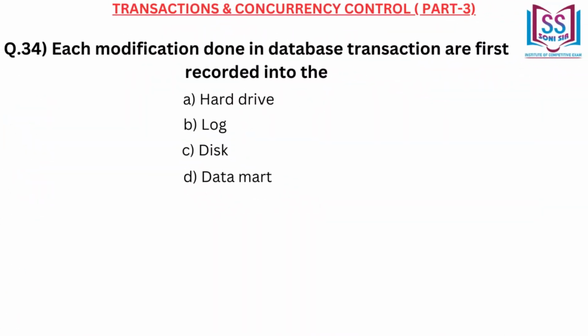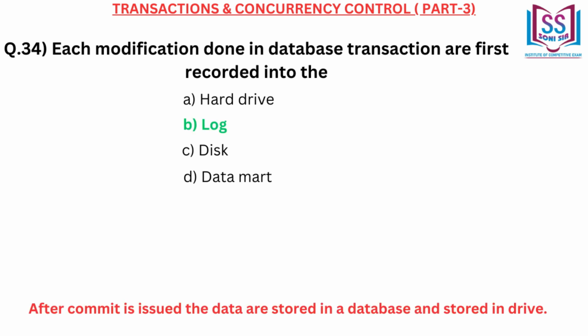Each modification done in database transaction are first recorded into the A. hard drive. B. log. C. disk. D. data mart. Correct answer B. log. After commit is issued, the data are stored in a database and stored in drive.